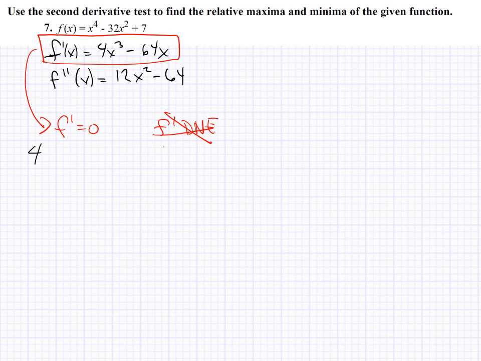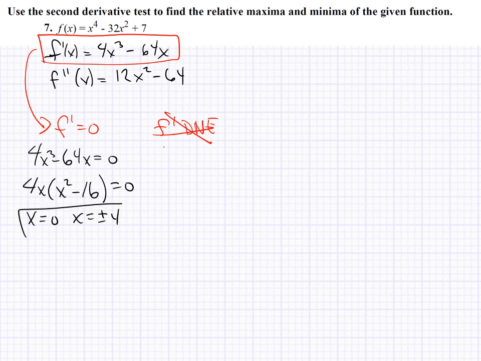So when is 4x cubed minus 64x equal to 0? Well, I'll pull out a 4x, and I'm left with x squared minus 16. So I get x equals 0 and x equals plus and minus 4. So there are 3 critical numbers.